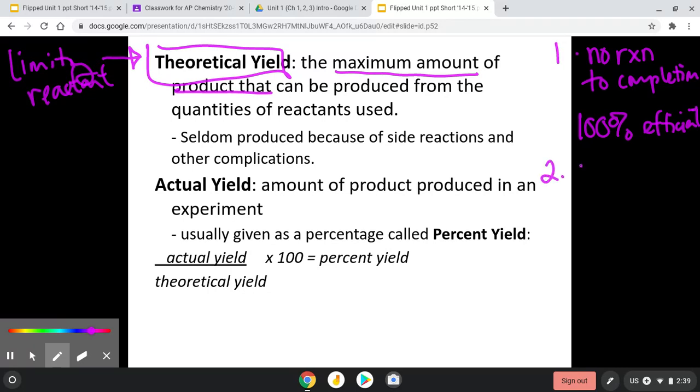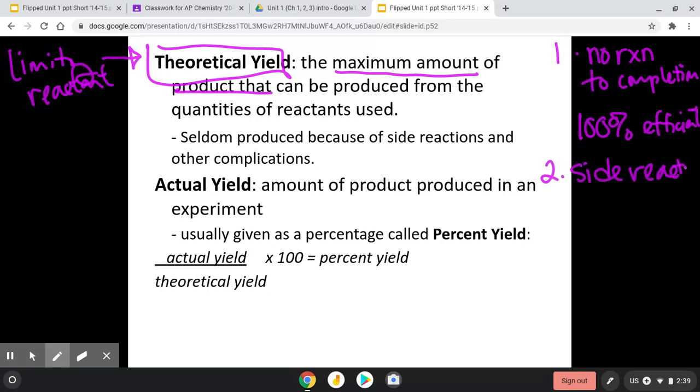Another reason is because of side reactions. So we usually are trying to target a very specific reaction. For example, if you are in the business of producing ammonia and you're going to sell the ammonia that you produce, you want your nitrogen and your hydrogen to react and produce ammonia. That would be ideal. But sometimes the nitrogen and hydrogen react to form something that's not ammonia, or sometimes the oxygen in the air gets combined in there and you form a side reaction that's not ammonia. So side reactions also happen and they interrupt the theoretical yield.